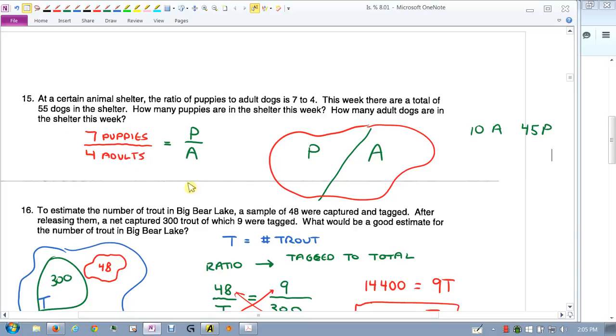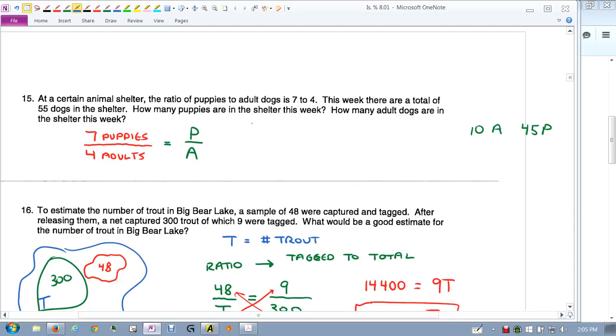What we need is that the ratio of puppies to adults is equal to 7 over 4, but at the same time, they have to add up to be what? 55, right? So the key to this problem is to understand that this is the ratio you want to solve. You want to solve for the number of puppies or the number of adults, but you have to use some other piece of information to simplify the problem. So because of space, I'll erase this. The other given information is that puppies plus adults must be equal to 55.